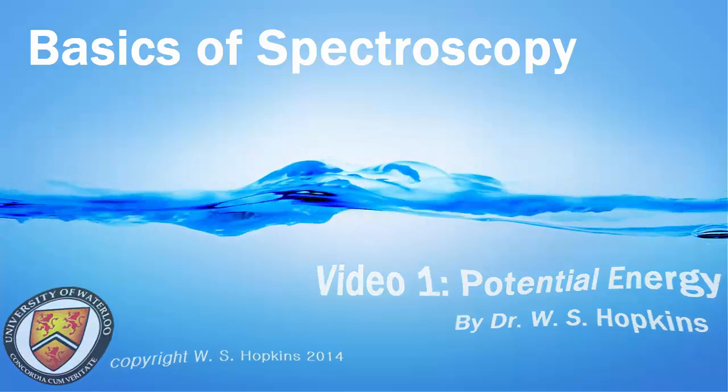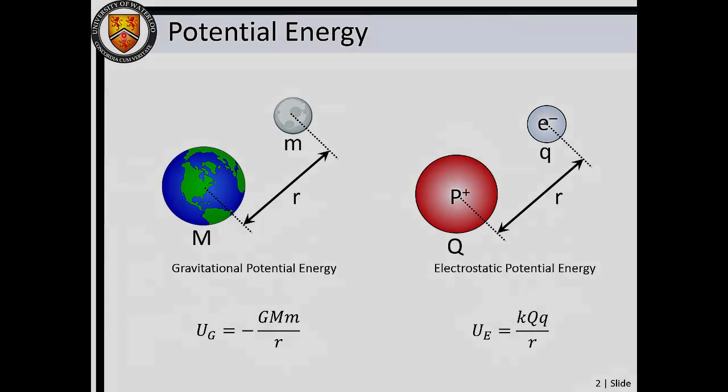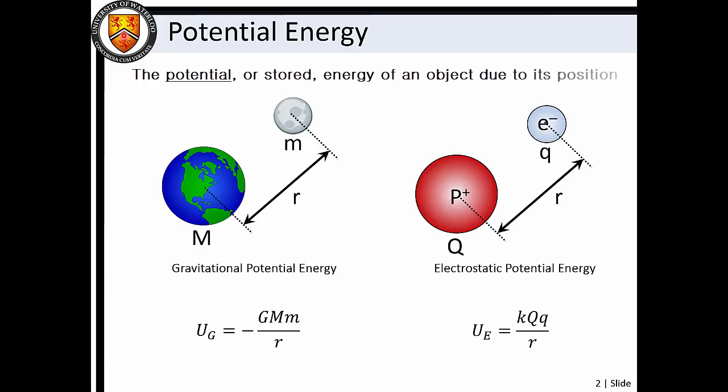Let's talk about potential energy. Potential energy is the potential or stored energy of an object due to its position. We are all already familiar with this concept. Two masses that are separated by some distance have an associated gravitational potential energy, while two charges that are separated by some distance have an associated electrostatic potential energy.